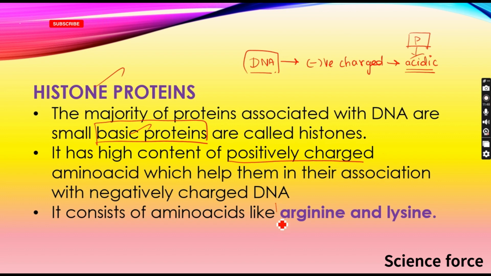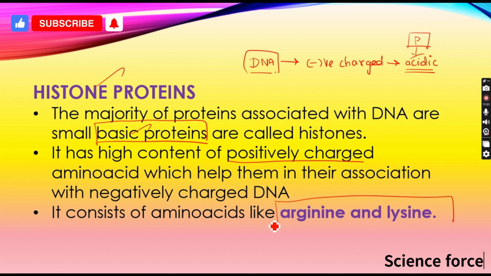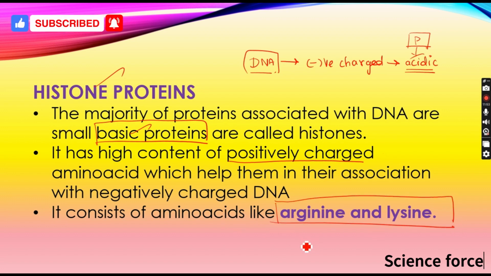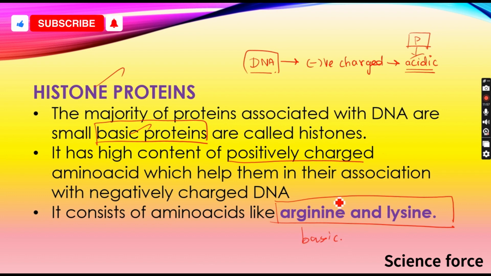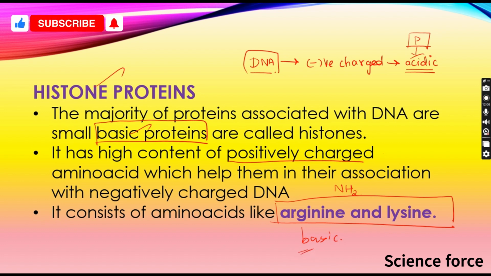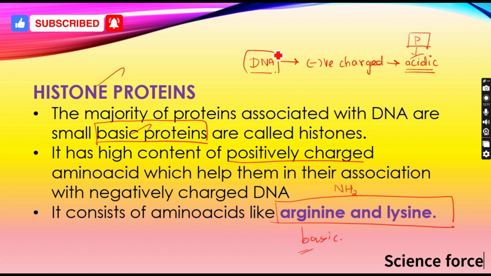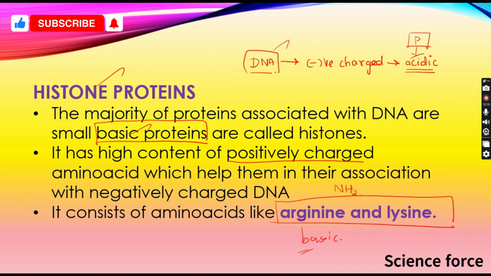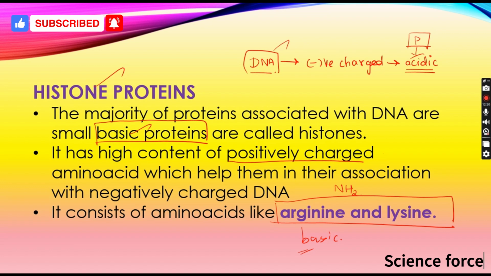Basic amino acids like arginine and lysine are the main elements of the histone proteins. This makes them basic in nature. Arginine and lysine have an amine NH2 group in their side chain, which makes them basic. Therefore, these basic amino acids can bond with the negatively charged DNA. This makes them ready for the compaction. We can see further how this linkage leads to compaction.